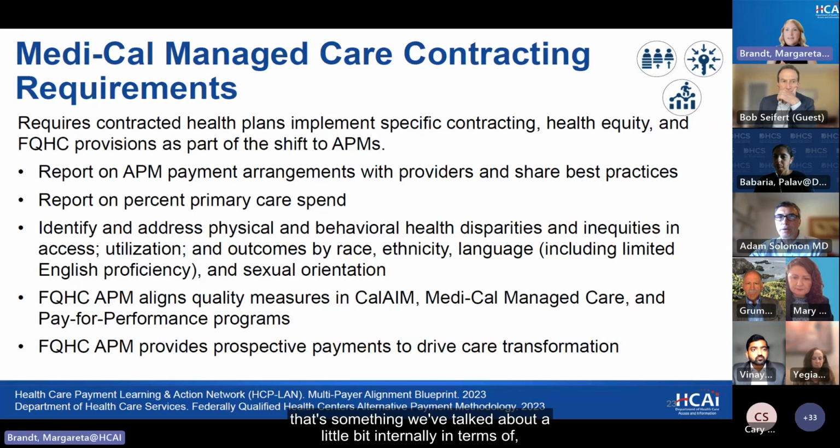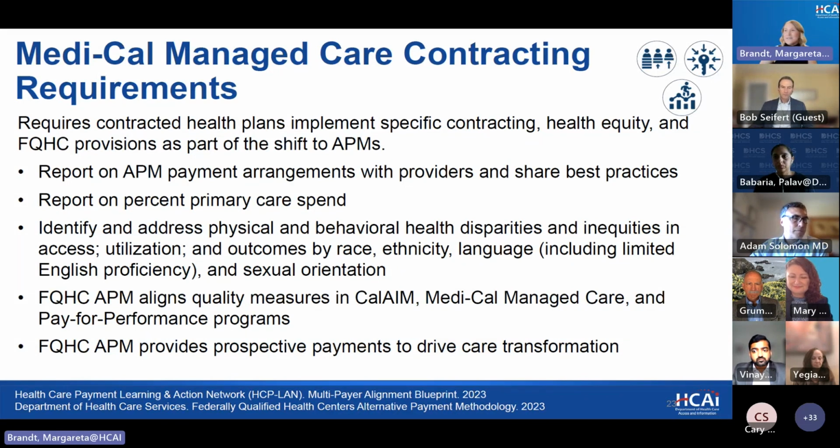Thank you. Yeah, that's something we've talked about a little bit internally: should the standards incorporate something around attribution models, or at least that transparency piece, making it really clear to all those involved. Good flag.